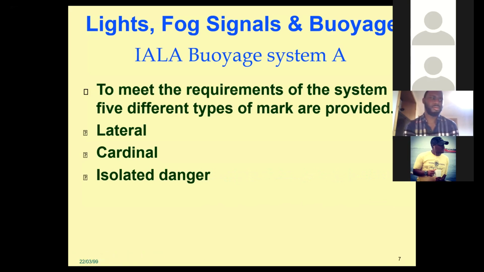Okay, I said we have the isolated danger mark. We have emergency wreck. We have safe water mark. Yes, I think those are the ones you already mentioned.